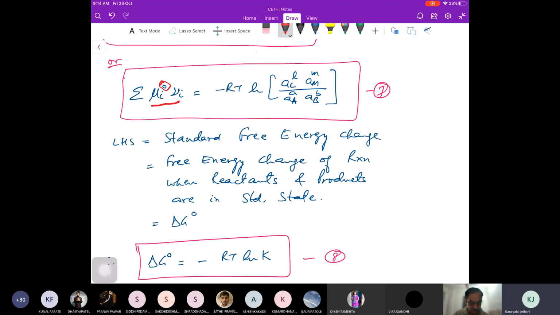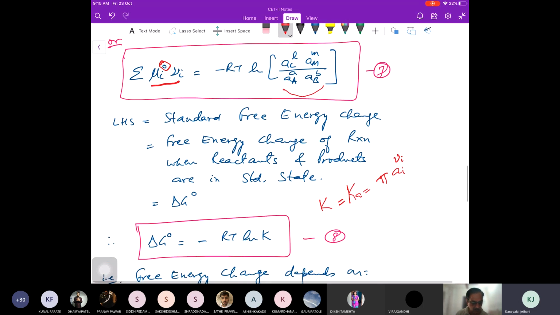So if you put this in equation 7, what you get is delta G0 is equal to minus RT ln, and this is nothing but K. We have defined K or Ka as that, which is equal to K. Any questions on equation 8?